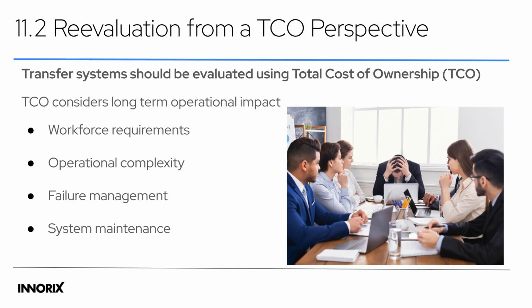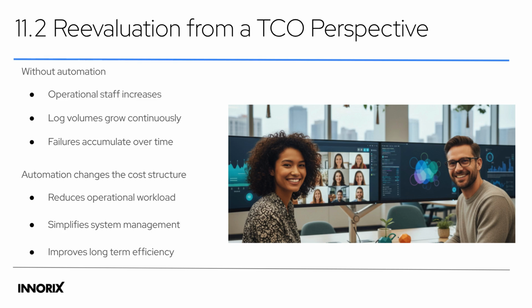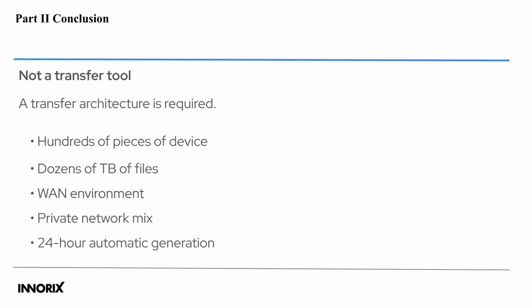Transfer systems should be evaluated using total cost of ownership, or TCO, which considers the long-term operational impact, workforce requirements, and the complexity of maintenance and failure management. Automation dramatically changes the TCO structure by reducing operational workload, simplifying system management, and improving long-term efficiency, turning it into a strategic improvement. We conclude Part 2 by noting that traditional transfer tools are insufficient for enterprise scale. A dedicated transfer architecture is needed to handle hundreds of devices, dozens of terabytes, WAN environments, and continuous automation.